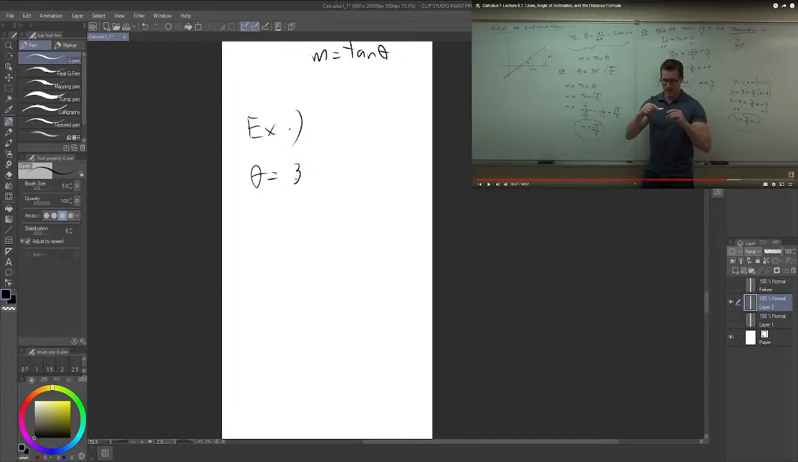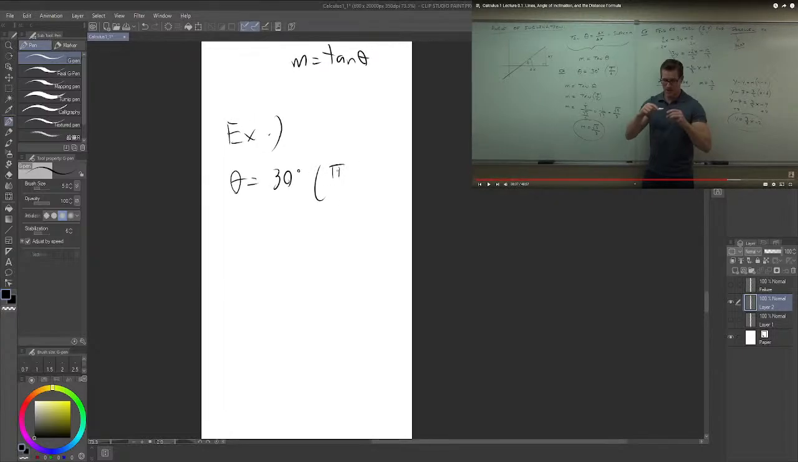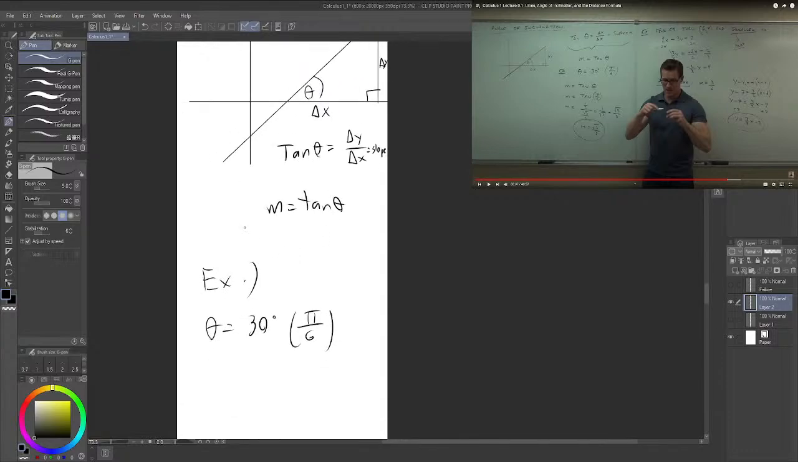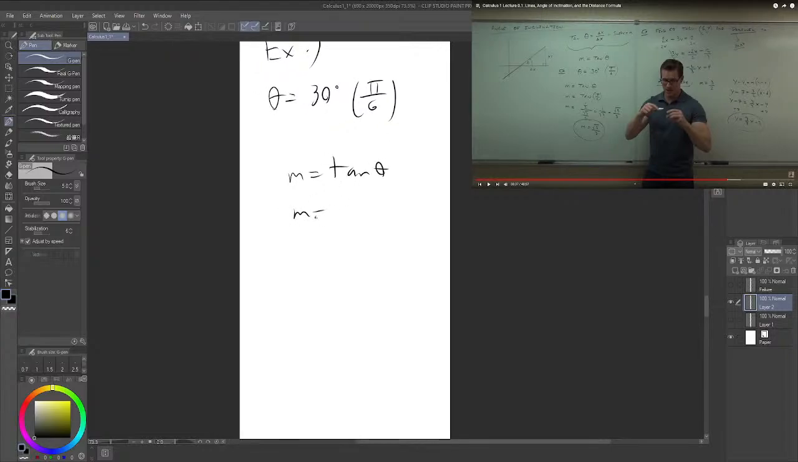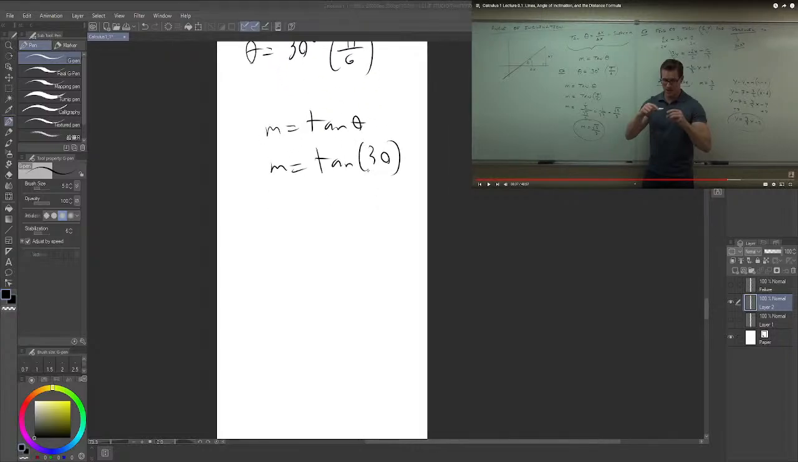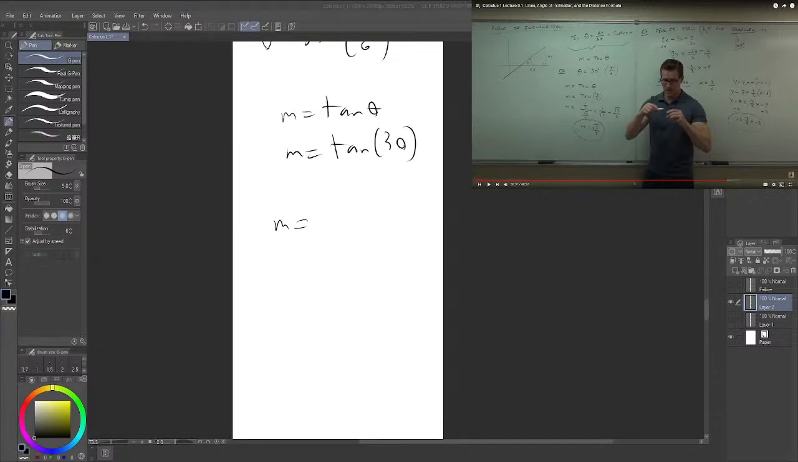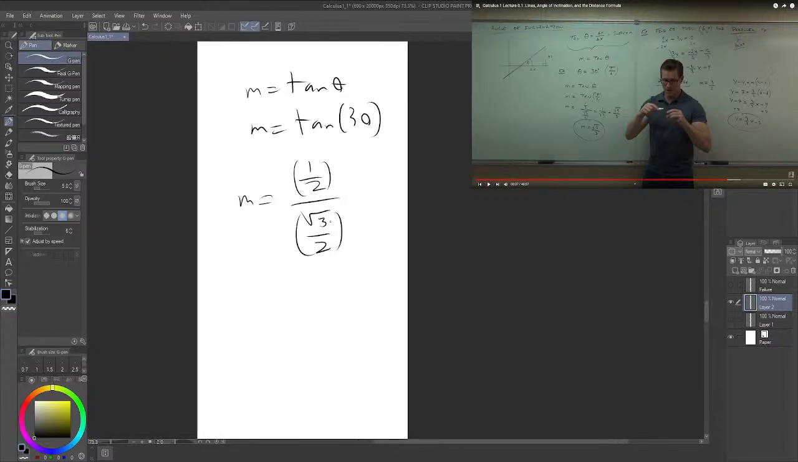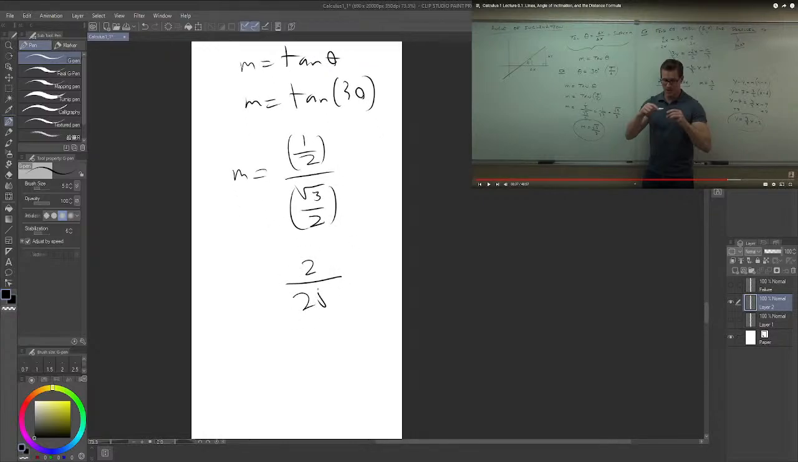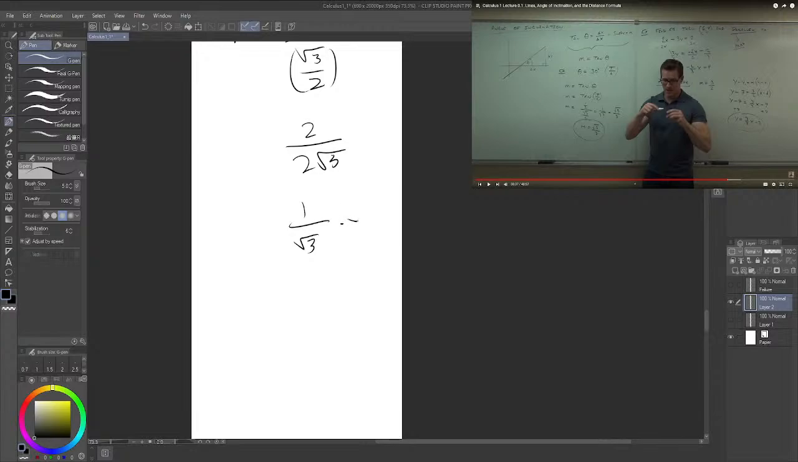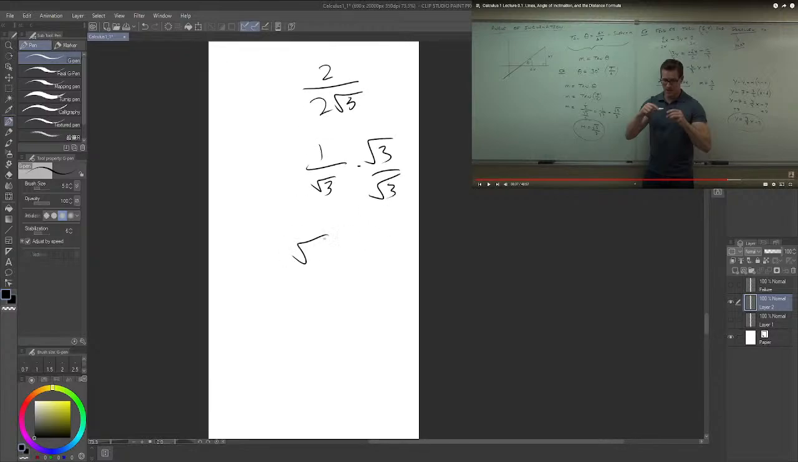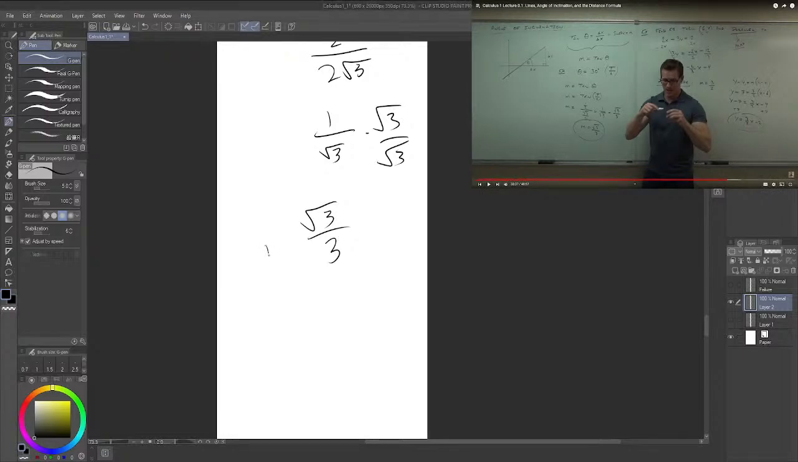So theta equals 30 degrees, which is pi over 6. M equals tan theta, M equals tan 30, which is 1/2 over square root of 3 over 2, which is 2 over 2 square roots of 3. Cancel out the 2's, 1 over square root of 3 times square root of 3 over square root of 3. Square root of 3 over 3 is the slope.